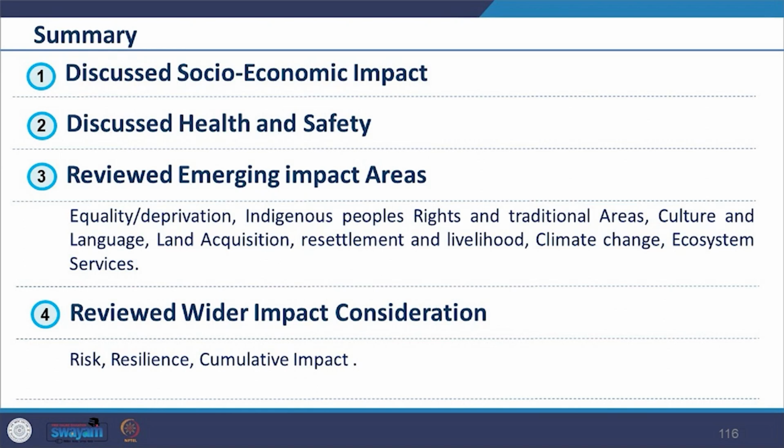So summarizing what we covered today. In this lecture, we covered the range of impact areas addressed through the EIA process. And in the previous week, we had seen the environmental status. So you see what all we are able to cover, how we are able to cover, what we are not able to cover, what the restrictions are, and how the process itself is evolving. So we discussed the socioeconomic impact, health and safety, and then we reviewed the emerging impact areas. Then we also looked at the wider impact consideration.